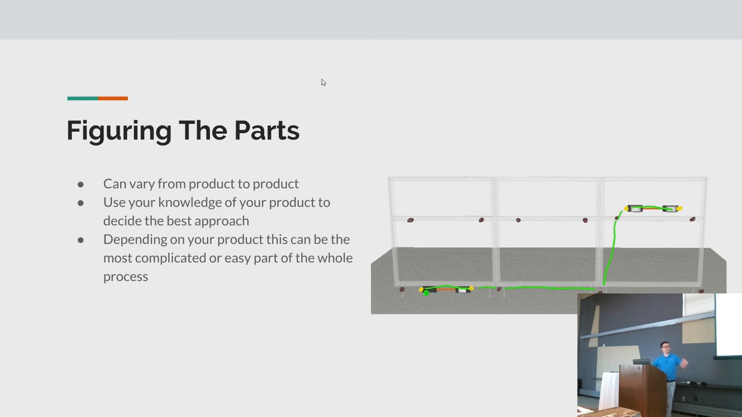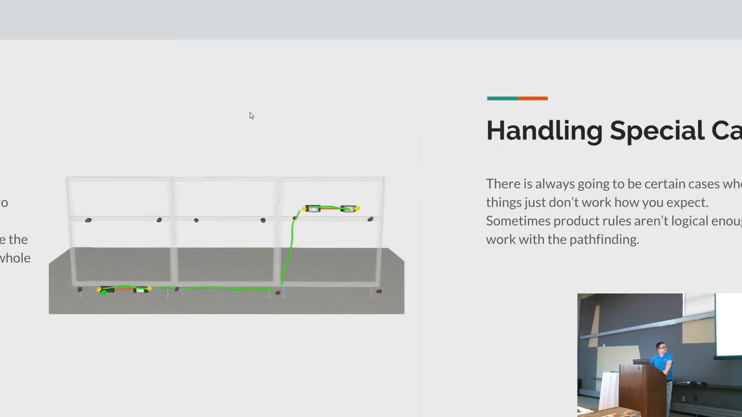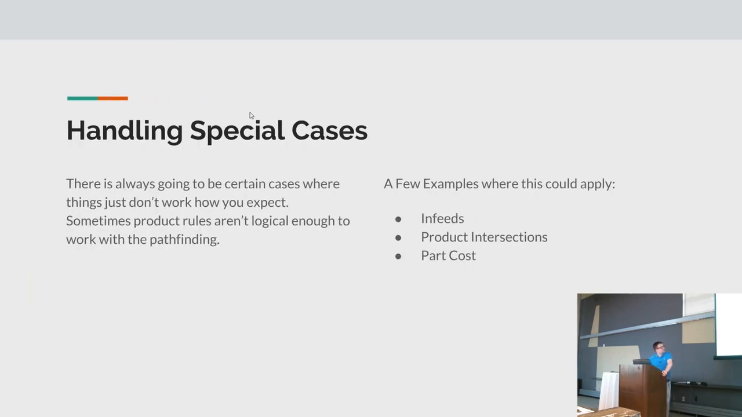In a couple of the products that I put electrical into for us, the most complicated part has been figuring out the parts at this point. All this algorithm stuff is like cake next to figuring out what the parts need to be. There's always going to be special cases too that you're going to have to worry about, because sometimes pathfinding makes sense, but that's not actually how your designers spec or install the product. So you're always going to have to handle some special cases.